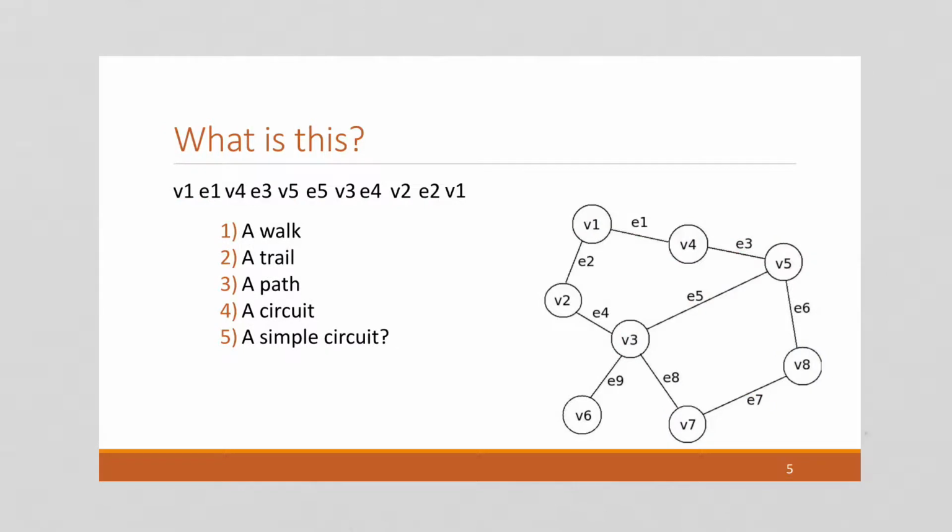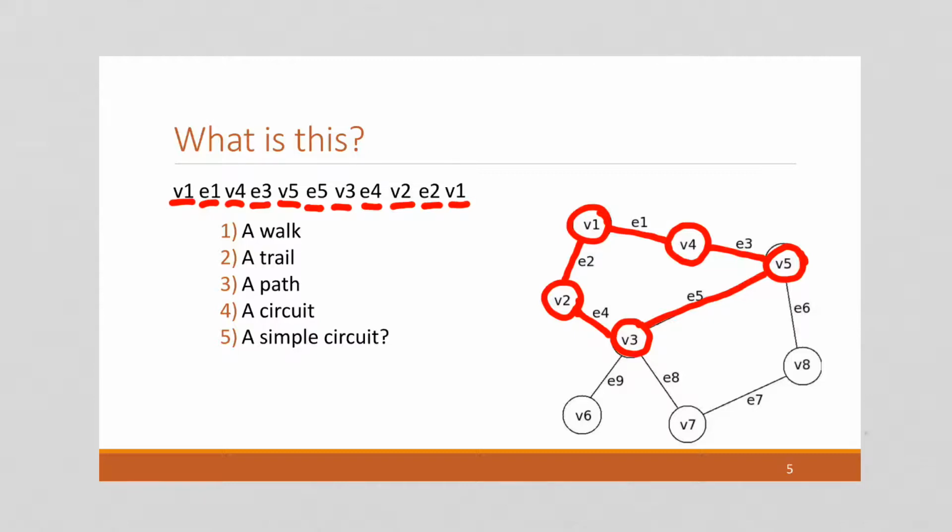And another one. Same graph. We start at V1 again. Then we do E1, V4, E3, V5, E5, V3, E4, V2, E2, and back to V1.